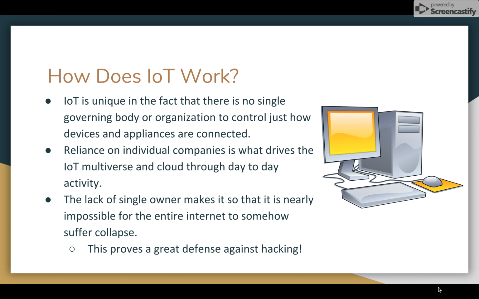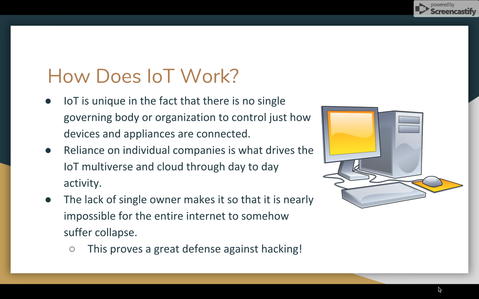So how exactly does the Internet of Things work? The Internet of Things is unique in the fact that there's no single governing body or organization to control just how these devices are implemented and accessed. So for instance, if one were to download a piece of software onto a computer, say an Apple Mac, and you rely on all the Mac's applications built into the hard drive, the governing body over that would, of course, be Apple. While with the Internet of Things, this is where you go back to things on the cloud.